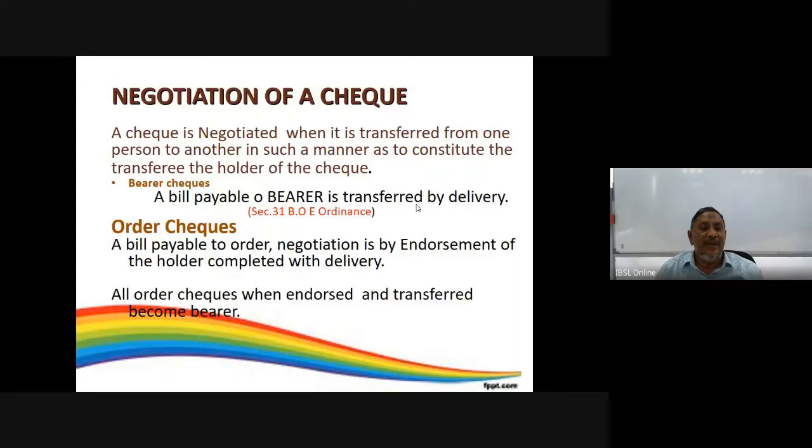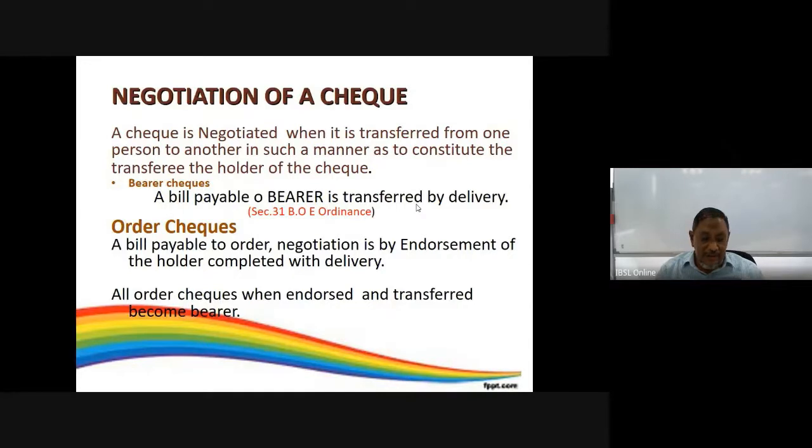The transferee is the holder of the check. Okay. So when a check is negotiated, there are two types of checks: one is called a bearer check, the other is an order check. Very commonly used is the bearer check. A bill payable to a bearer is transferred by delivery.